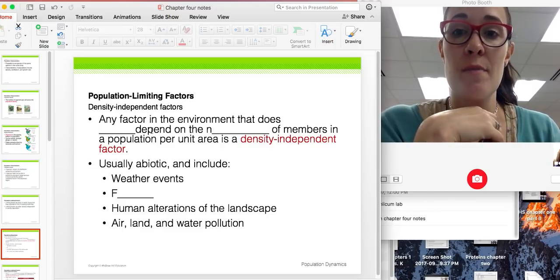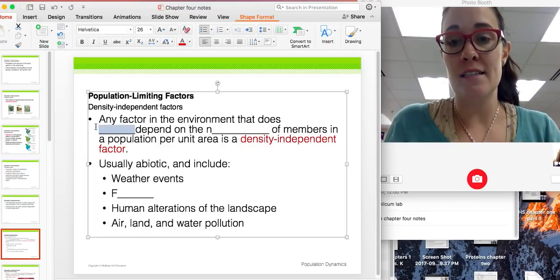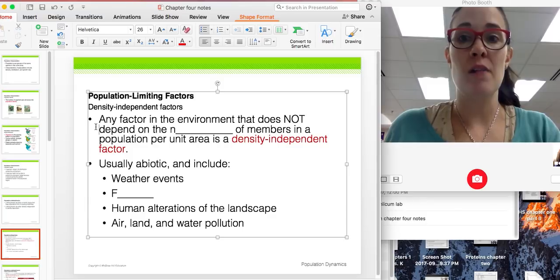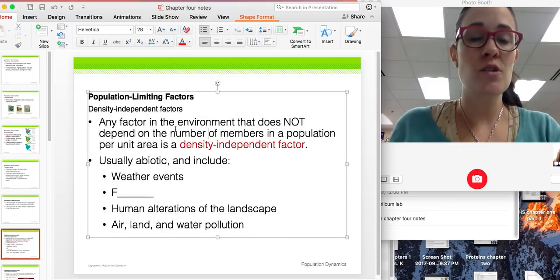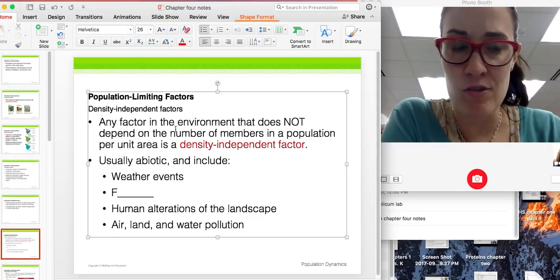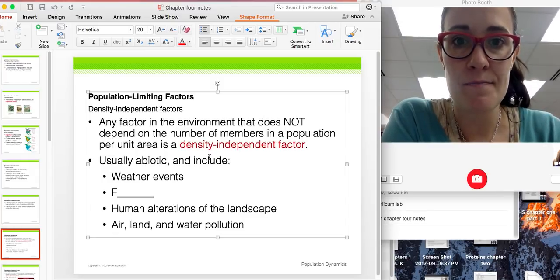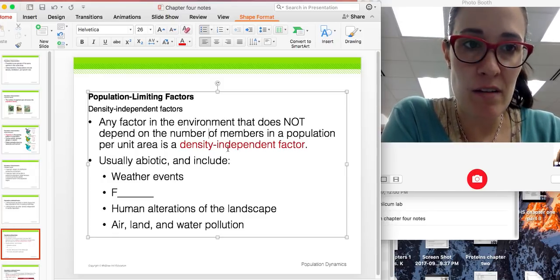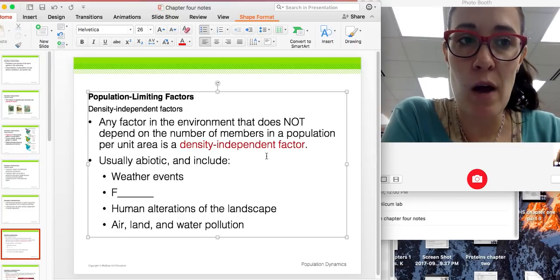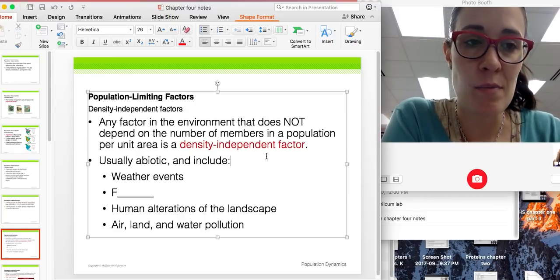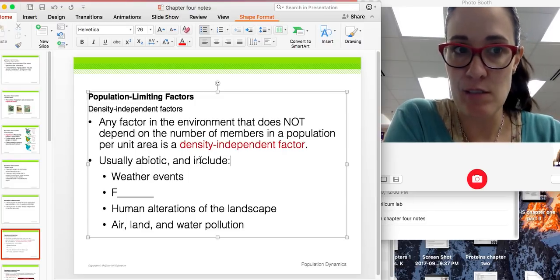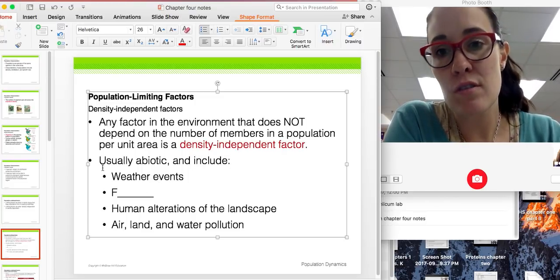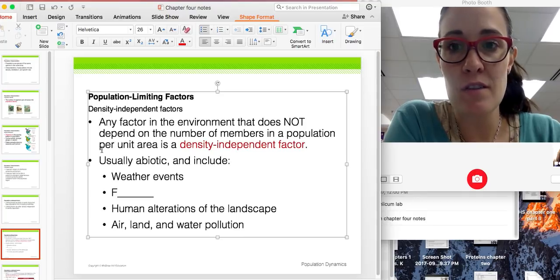Any factor in the environment that does not depend on the number of members. So it doesn't really matter how big or small a population is. Density independent factors will work no matter what. It'll impact the population growth. It will stop it from growing. It doesn't really matter the size of it. So these are some examples of these factors.